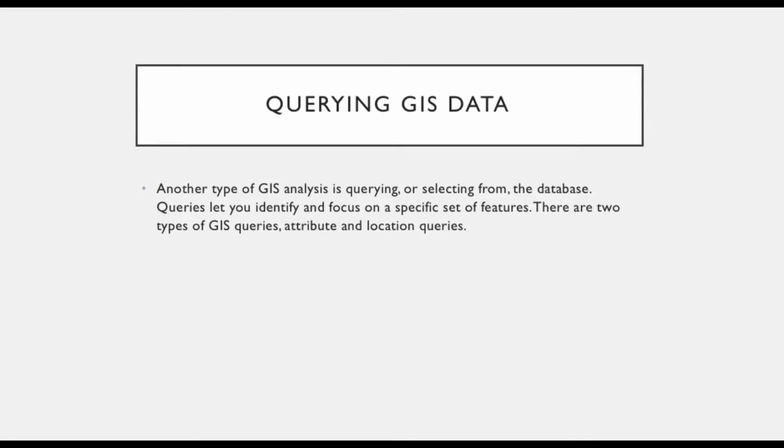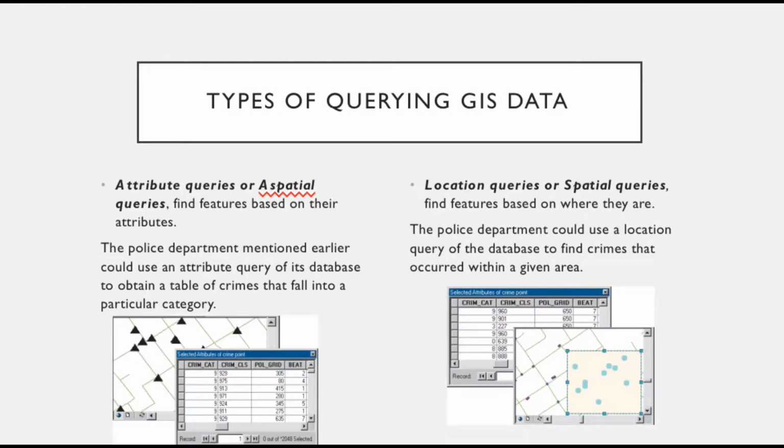Another type of GIS analysis is querying or selecting from the database. Queries let you identify and focus on a specific set of features. There are two types of GIS queries: attribute and location queries. The attribute queries find features based on their attributes. The police department mentioned earlier could use an attribute query of its database to obtain a table of crimes that fall into a particular category. This image shows the results from a query on the CrimCat field, showing records where the value in the field is 9. The map shows the results of the query.